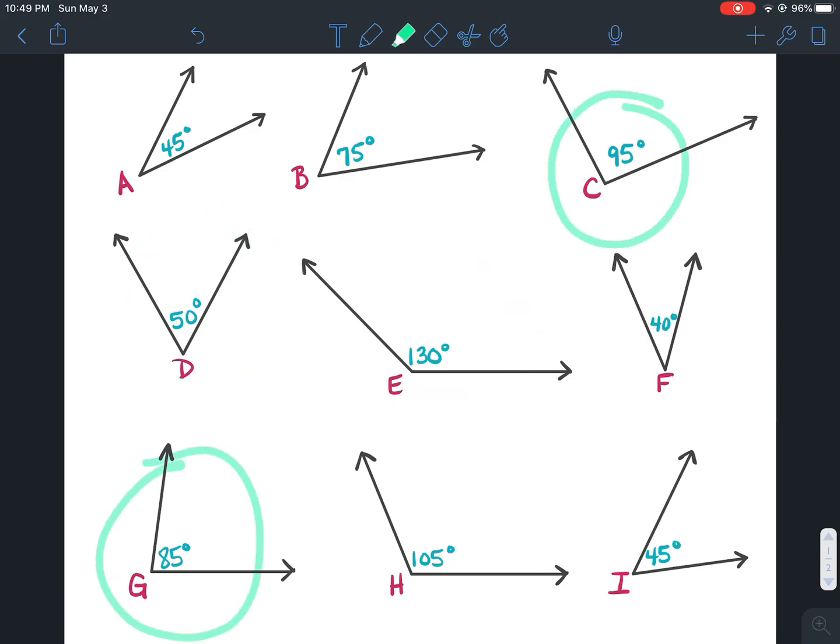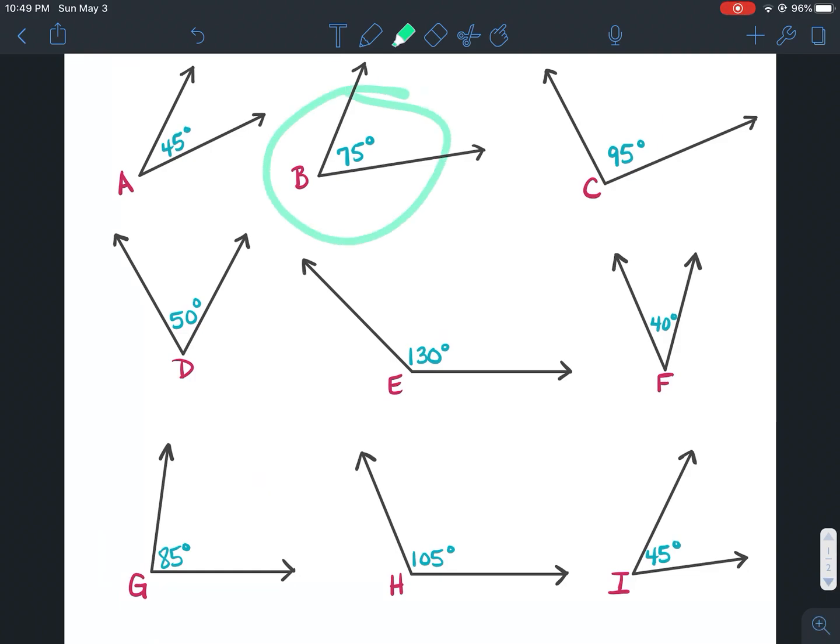85 degrees plus 95 degrees adds up to 180. Therefore, angle C and angle G are supplementary angles. And then 75 degrees and 105 degrees adds up to 180. Therefore, angles B and H are supplementary angles.